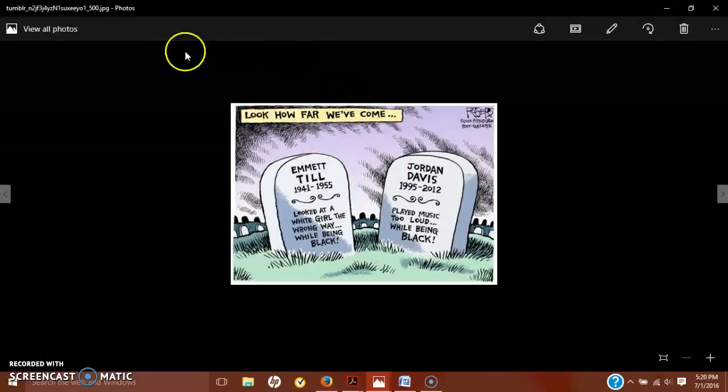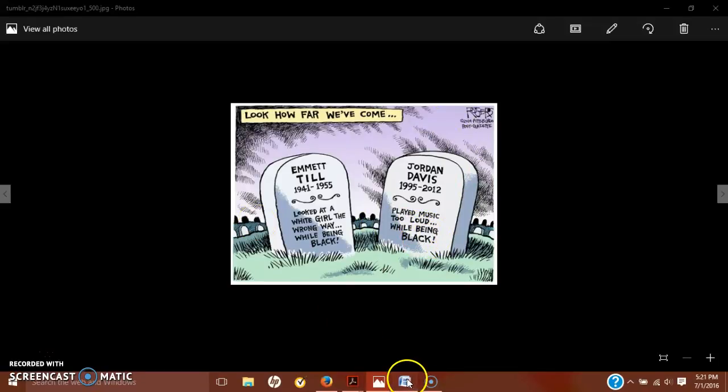So she is looking at this political cartoon. It's a satire of the race war in America. Look how far we've come. Emmett Till was a pre-civil rights African American who was murdered, essentially, according to the satire here, quote, while being black. Jordan Davis is a more contemporary example of an African American being murdered, again, according to Rob Rogers, who created this political cartoon, quote, while being black.